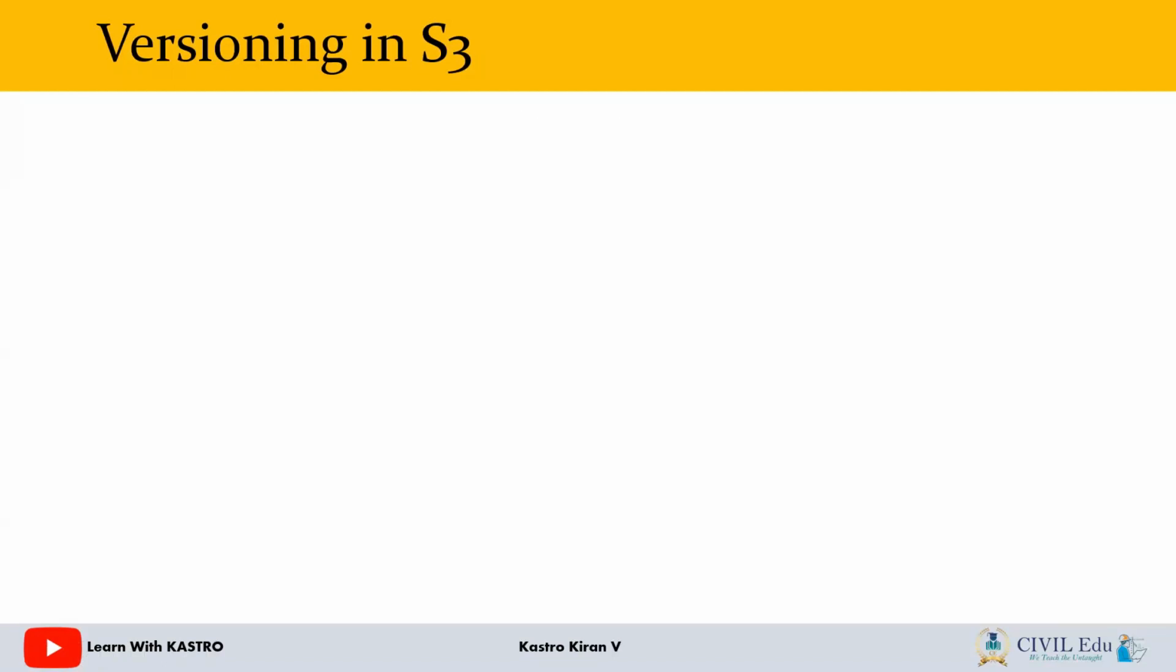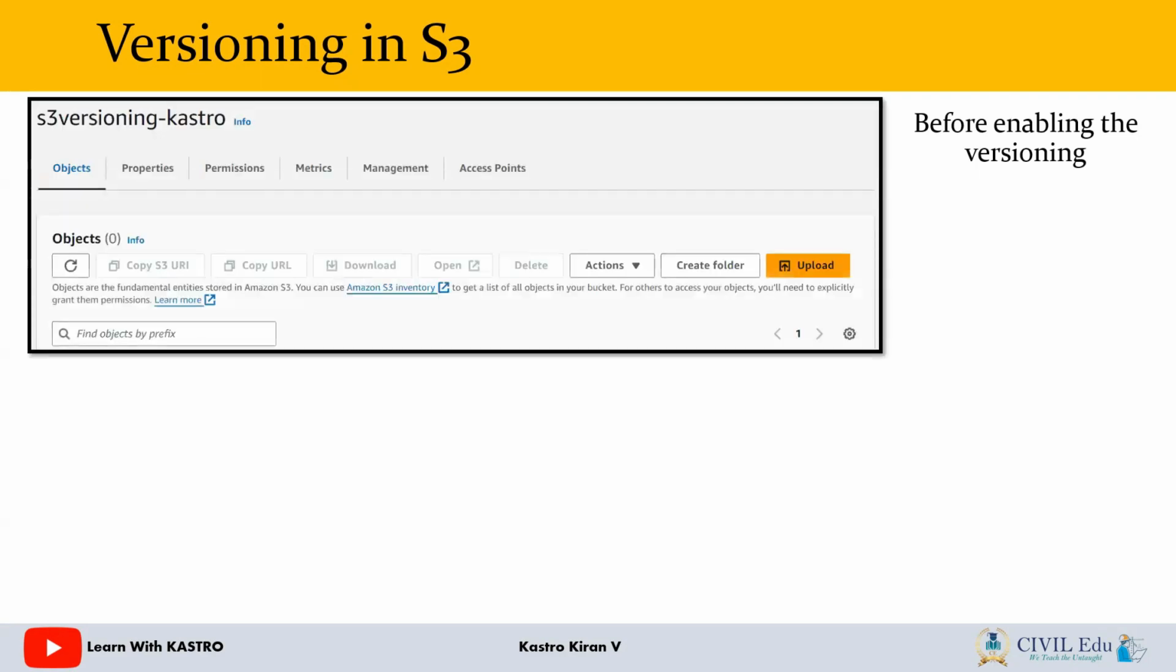Now let's understand how versioning will look. Before enabling the versioning, how will a bucket look, and after enabling the versioning, how will an S3 bucket look? Let's see that. First, let us understand how the bucket looks whenever we don't enable the versioning for a bucket. Before enabling the versioning, this is how it looks.